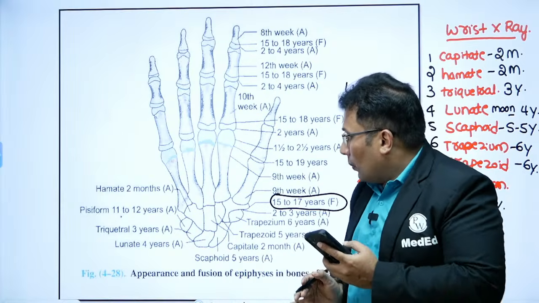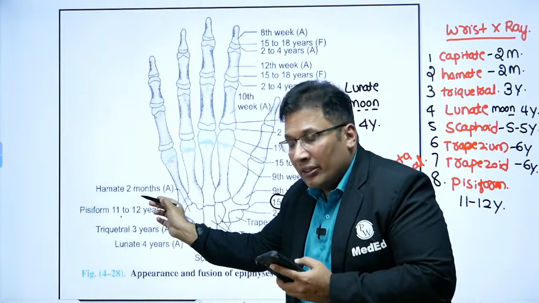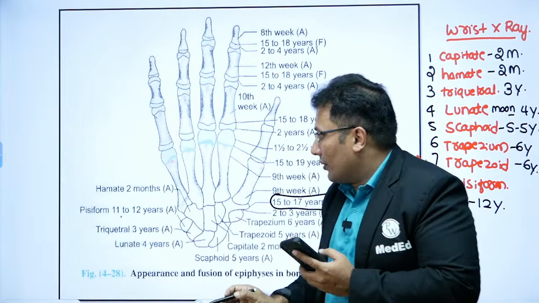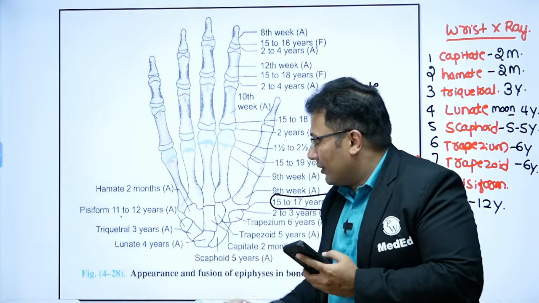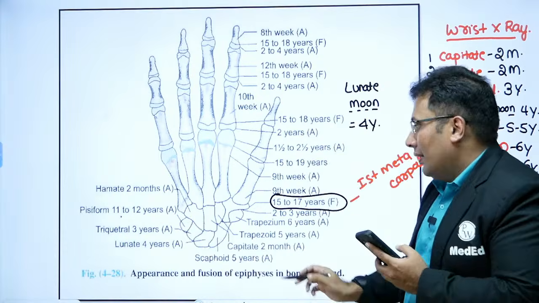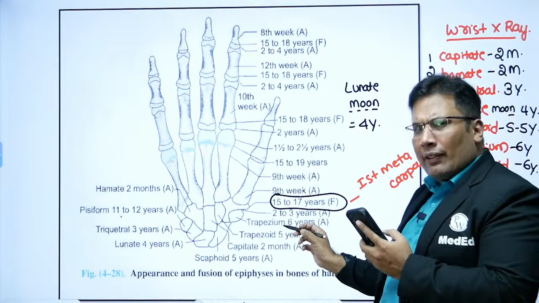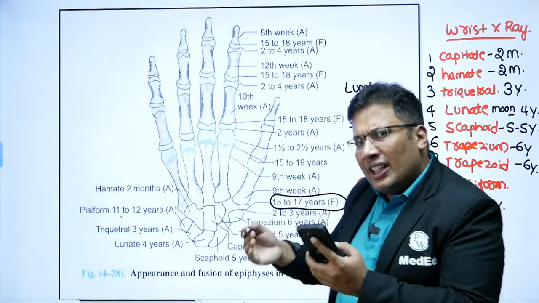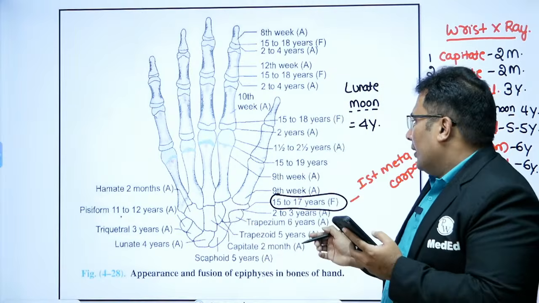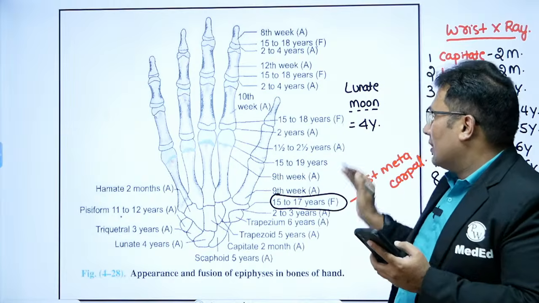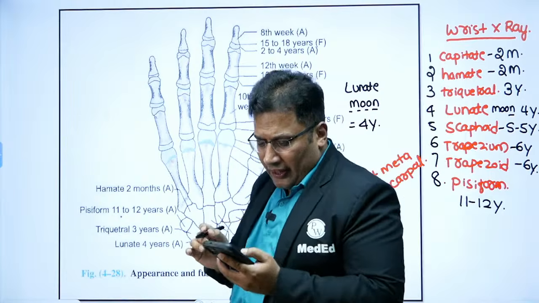Okay. So what we can see here: hamate 2 months, pisiform 11 to 12 years, triquetral 3 years, lunate 4 years, scaphoid 5 years, capitate 2 months, trapezoid 5 years, as given. Some books give 6 years also, 5 to 6 years. Then trapezium 6 years. So understood now? This is okay.